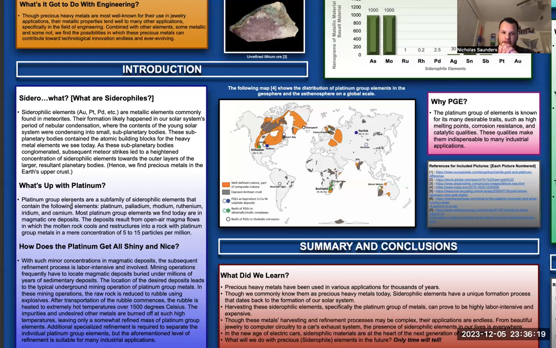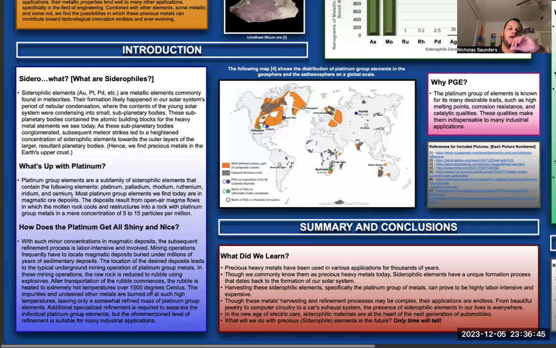Platinum group elements, more specifically, are a subfamily, like I said, of siderophilic elements, and they have key characteristics: they are very metallic, they are heavy, they're very good conductors, very corrosion resistant. So they're very useful in many industrial applications, as well as jewelry and fashionable applications. But the fact that they are contained within magmatic ore deposits, they are very few and far between, as low as 5 to 15 particles per million in magmatic ore deposits.